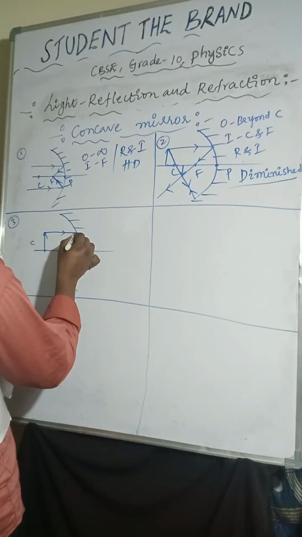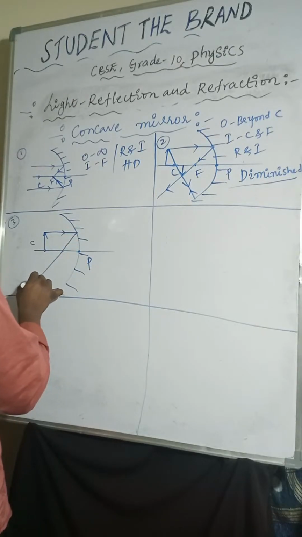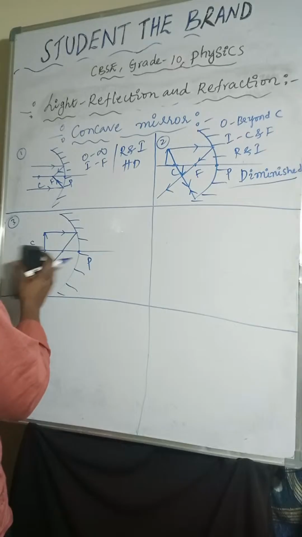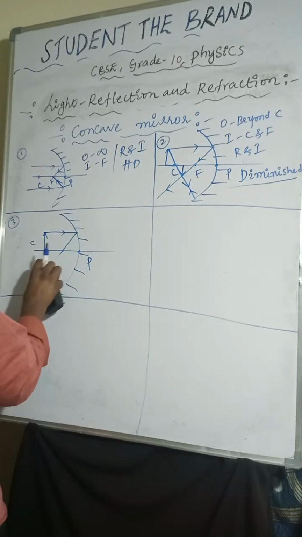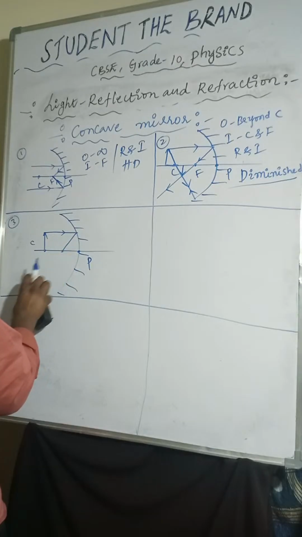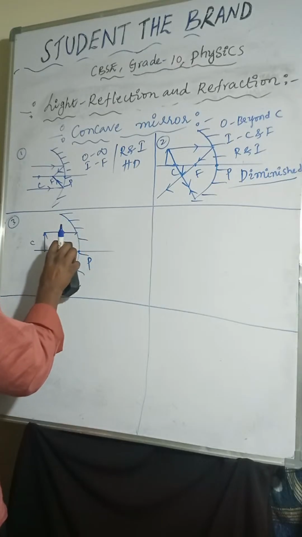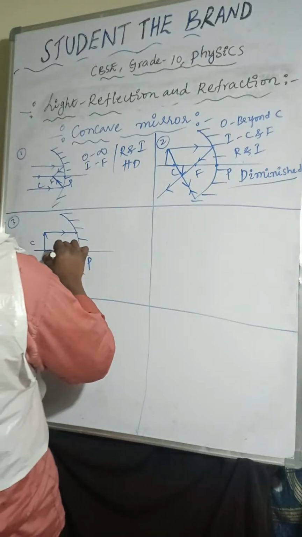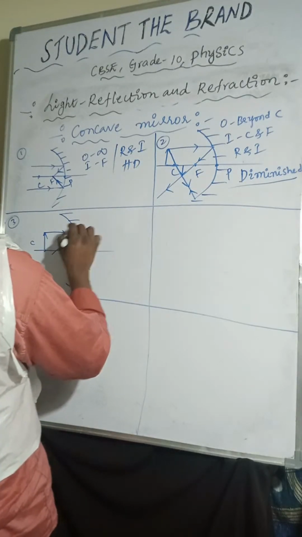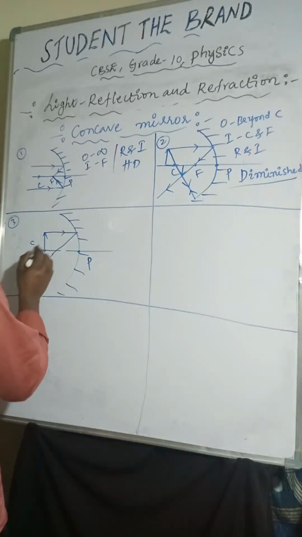How many light rays? Minimum 2. Come on, everybody say how many? Minimum 2 light rays are required to form the image of the object.